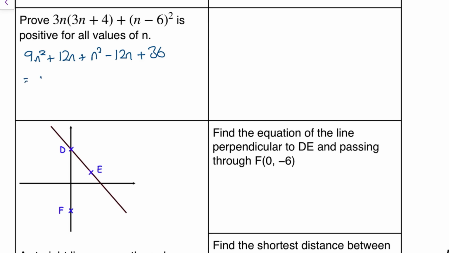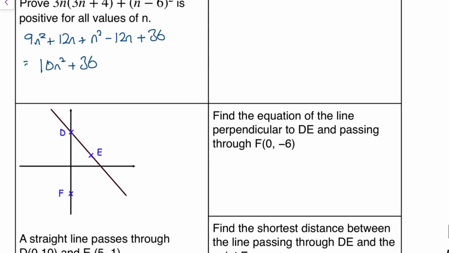So n and n squared is 10n squared. 12n minus 12n goes away. And that just leaves me with plus 36. Now, you don't need to explain why. You just need to make a convincing argument that you understand that this is greater than 0 for all, the upside down A means for all values for n. And maybe I'll write, just to show what I'm talking about, because squared. I don't think you need to write that, but you're showing you understand that's always positive.